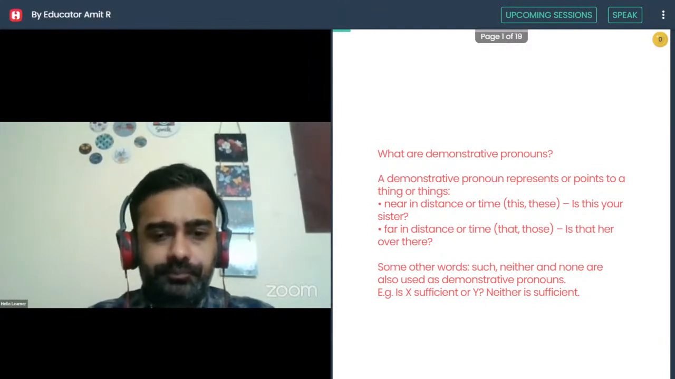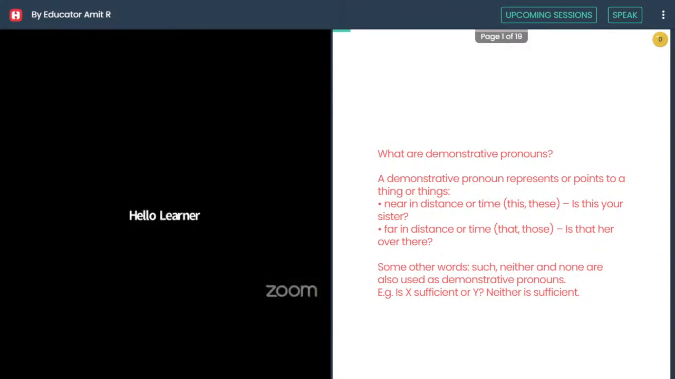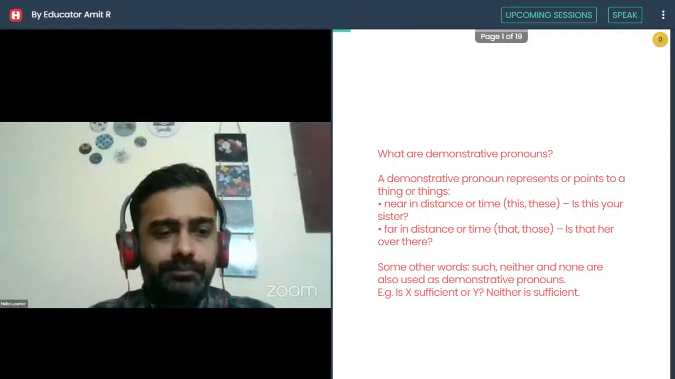What are demonstrative pronouns? A demonstrative pronoun represents or points to a thing or things, near in distance or time: this, these. Is this your sister? Far in distance or time: that, those. Is that here or there? Some other words, such, neither, and none, are also used as demonstrative pronouns. Example: is X sufficient or Y? Neither is sufficient.